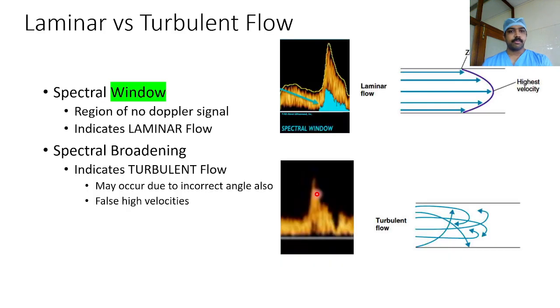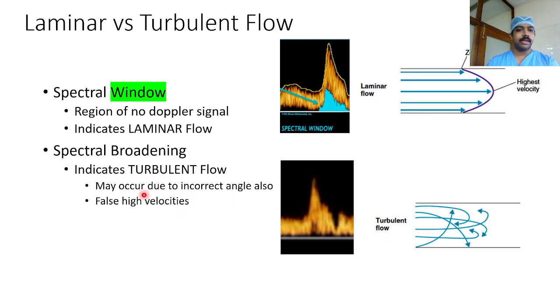Now, just to explain laminar versus turbulent flow, how is it shown on the spectral display? If the flow is laminar, the tip of the envelope will have the highest velocity and the edge will have zero velocity, and we will have a typical spectral window. Whereas if it's turbulent, there will not be any distinct point of high or low velocity. So a spectral window indicates laminar flow, and spectral broadening, that is, if it broadens up, indicates turbulent flow.